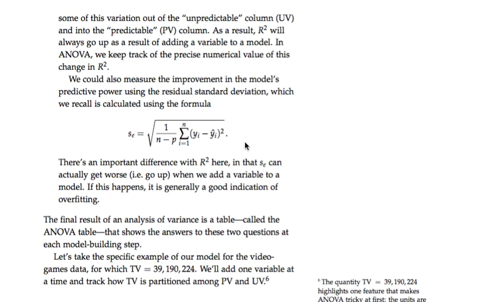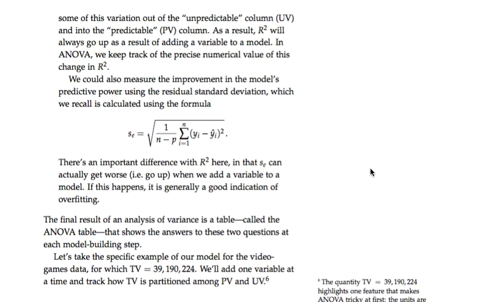Okay, so those are two ways that we could keep track as we do this bookkeeping exercise of an analysis of variance. And the final result is called an ANOVA table. And that table shows the answers to those two questions. How many parameters did we add? And how did the predictive performance of the model change as you add each new parameter?